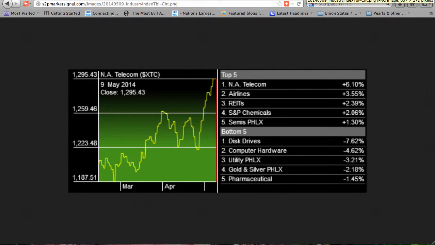Industry rotation the last 2 weeks. All of the top 5 industries are positive, and all of the bottom 5 are negative. Bullish, REITs continues in the top 5. Semis and networkers have left the bottom 5. Semis has entered the top 5. Gold and silver has left the top 5 and has entered the bottom 5. Bearish, disk drives continues to lead the bottom 5. Computer hardware continues in the bottom 5.